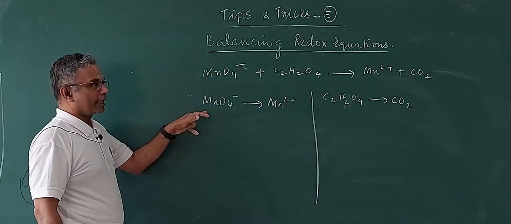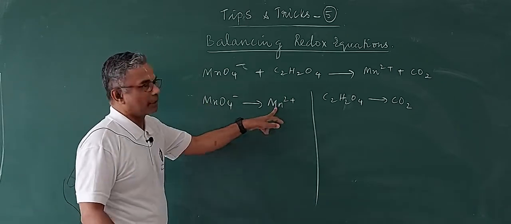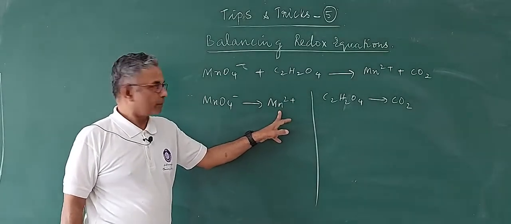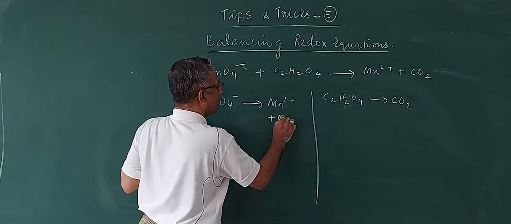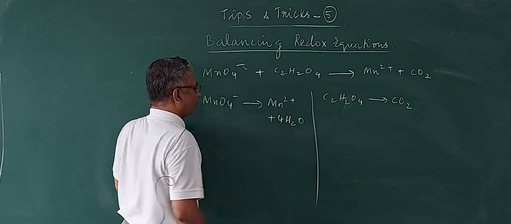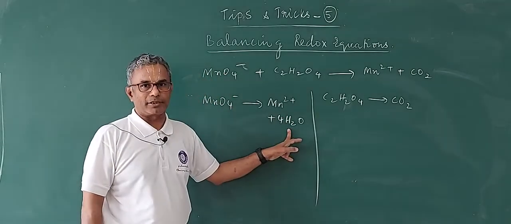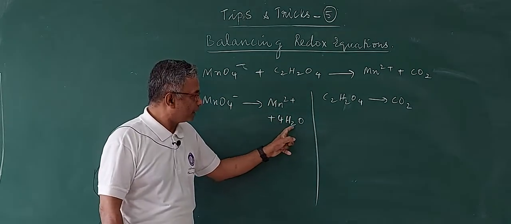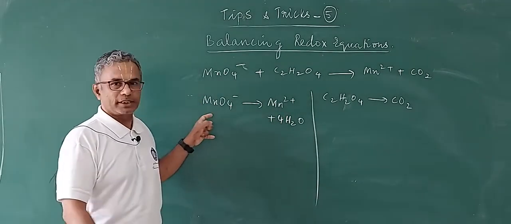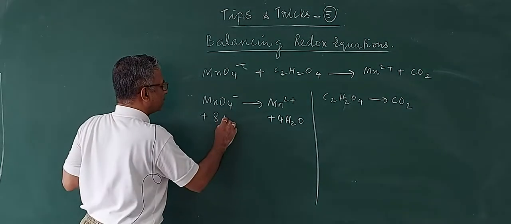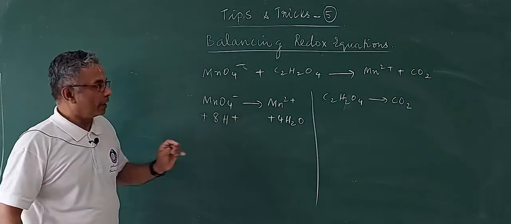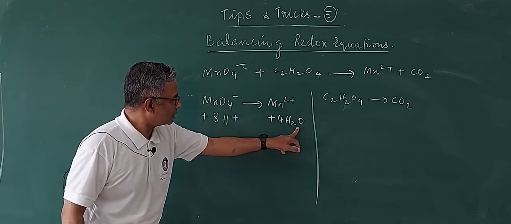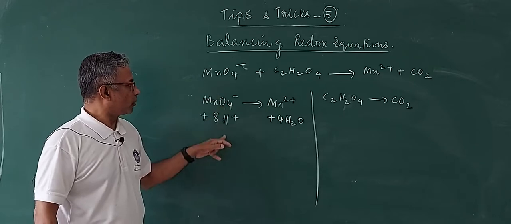Now first balance the heteroatom, 1 Mn, 1 Mn, balanced, no problem. 4 O is here, there is no O here. So O should be added as water molecules, I told you. 4 O means 4 water molecules. Now you have 8 H here, here you don't have H. So I told you balance hydrogen by adding H plus. You got 8 H. So Mn is balanced, O is balanced, hydrogen is balanced, left over is the charge.